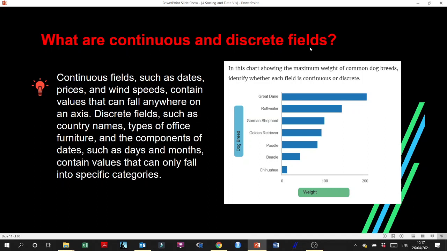We talked about continuous and discrete fields. We talked about how continuous fields have to do with dates, prices, speeds. Basically, it has to do with anything that is measurable and on a scale, and it contains values. So there are values in the data field, and they all can fall anywhere on an axis, on a scale. So the word value is very much related to continuous values and axes. All right, so in terms of terminology and wording here, continuous, values, and axes are all very highly related.